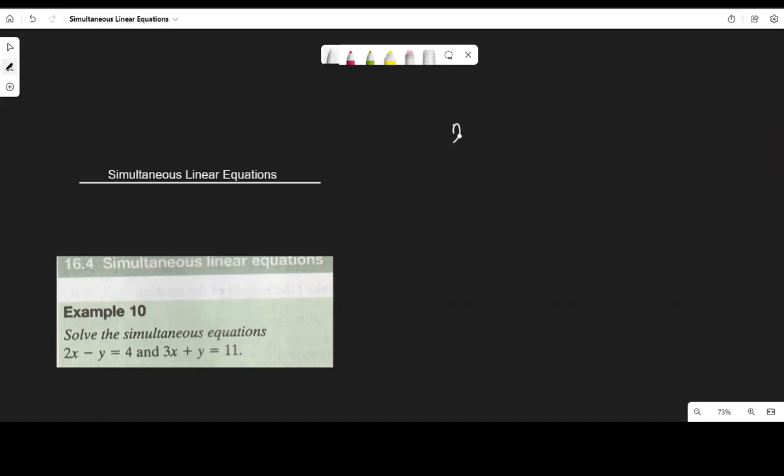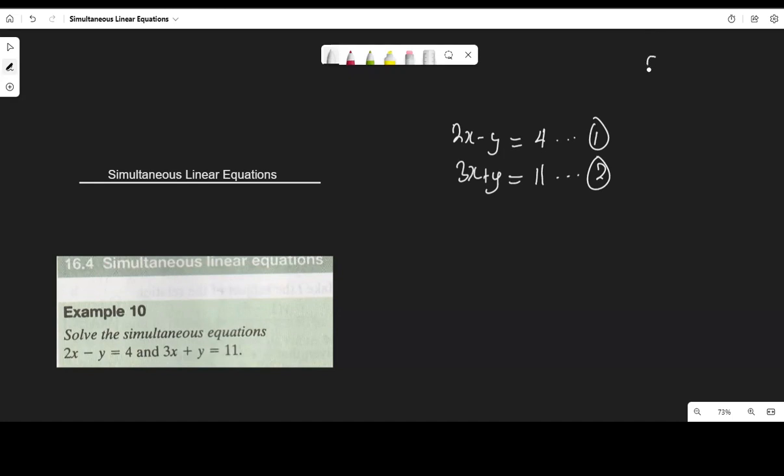2x minus y equal to 4. Let me call it equation 1. Then the second equation, 3x plus y equal to 11. Question 2. There are three methods by which we can solve simultaneous equations.